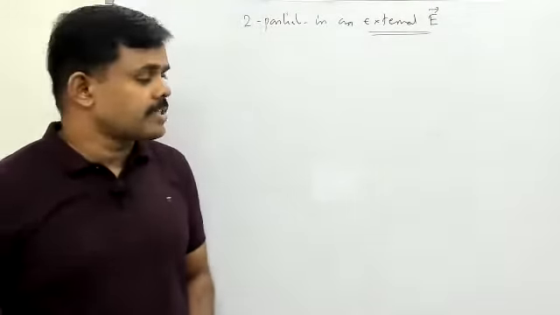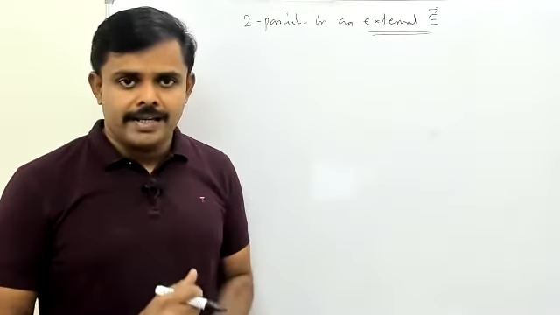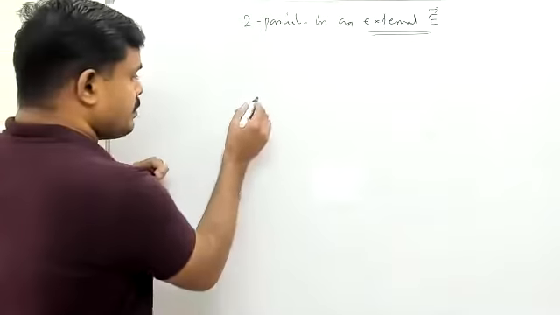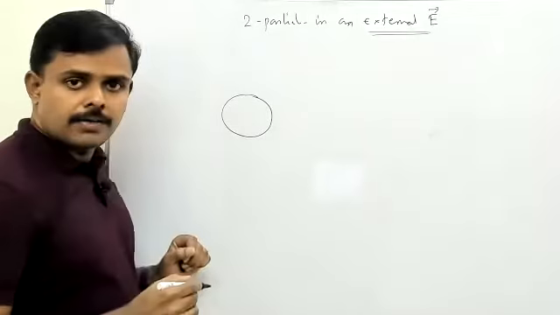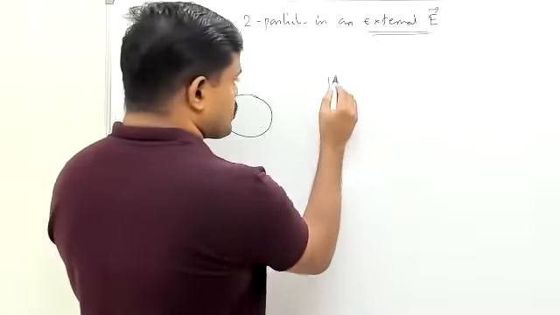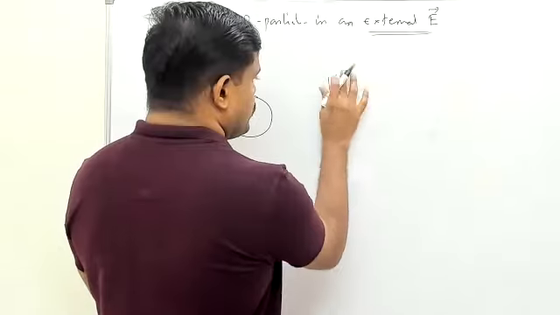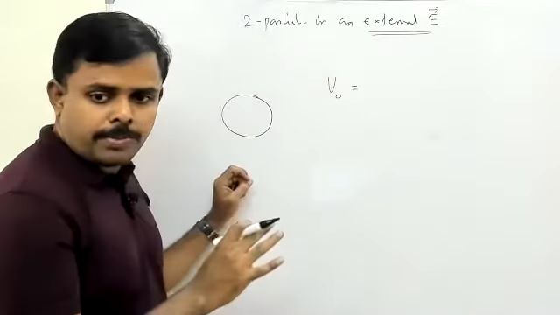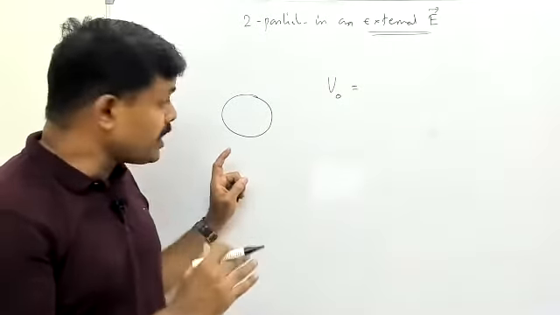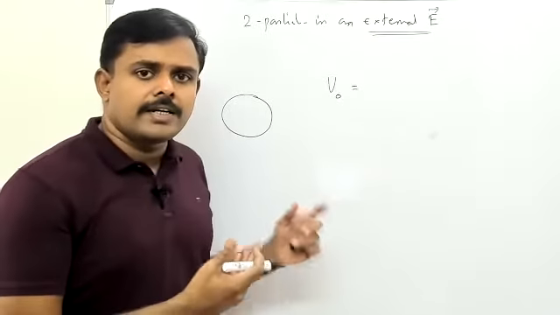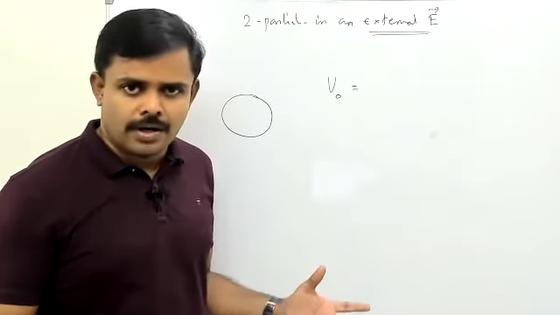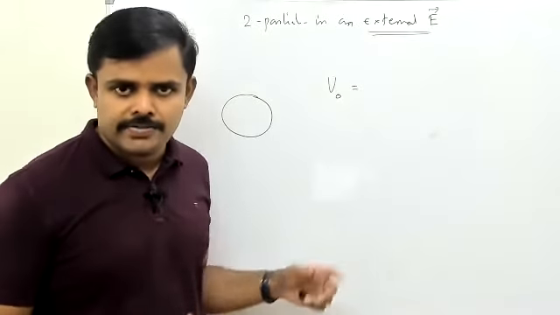Before moving to 12th question, I'll tell you something. Look at this. This is a particle, this is a sphere. What is the potential on the surface of the sphere? Potential on the surface of the sphere, potential outside. This is not explicitly given in textbook, but you may have questions on this. When I say sphere, it is a conducting sphere, conducting spherical shell, whatever you call. It's a spherical shell or a solid sphere.